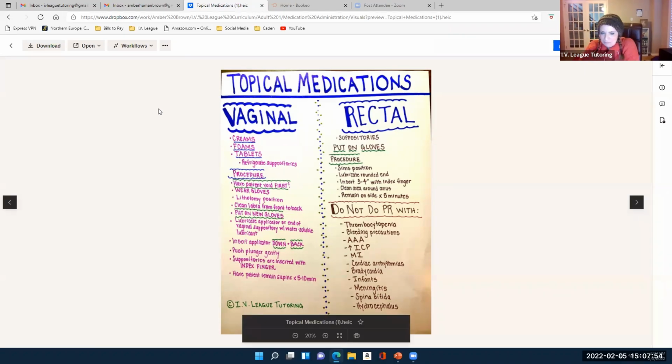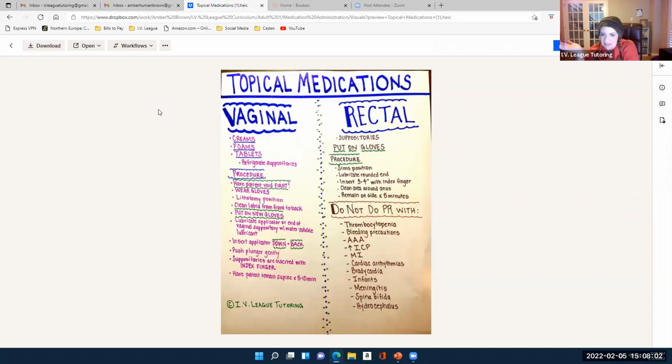After you have inserted it, clean around the anus because usually there's lubrication and maybe a little bit of stool around there. So just be nice and clean them up. And then they need to stay on their side for at least 5 minutes, and you tell them to try to hold in the suppository for as long as they can, because if they do poop, the suppository will come out. Tell them to clench. I know it's uncomfortable, but try to hold for as long as you can.